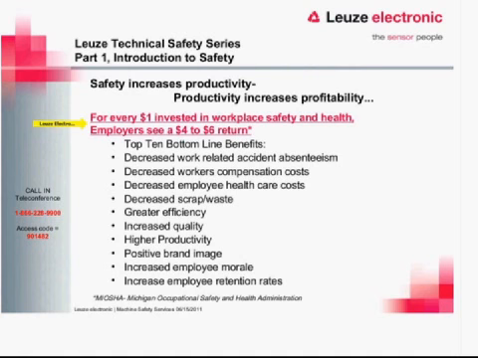So the top 10 benefits we see, besides just monies, we have decreased work-related accident absenteeism. Obviously, if somebody gets hurt, they miss work. That's a burden on the other workers, as well as lost productivity. Decreased workers' compensation costs, as we saw before. Decreased health care costs, again, back to the insurance premiums.